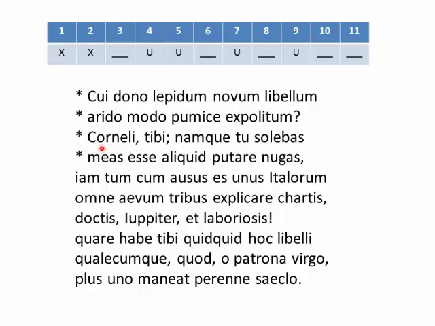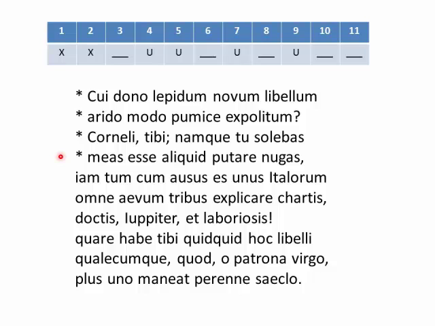Arido modo pum expolitum. This E, next line, this E is long by nature. You don't know that unless you look it up. It just happens to be long by nature. This will scan long by position. So here in line 3, we have the good old friend, di da di, da da da da da da da. Corneli tibi, namque tu solebas. And now you try the next line.